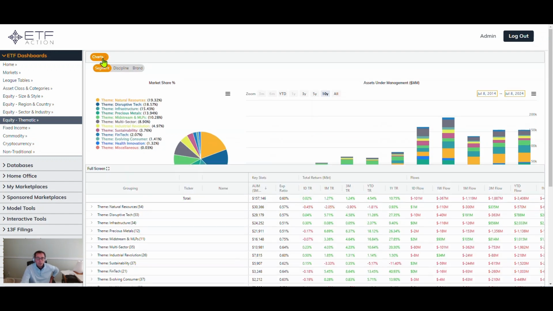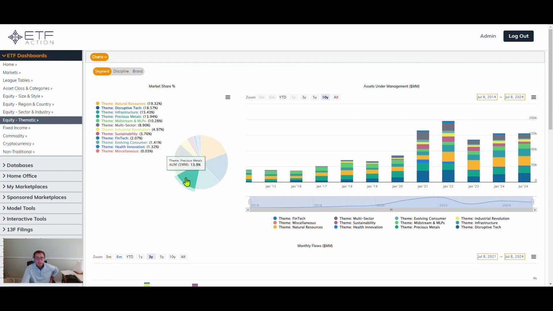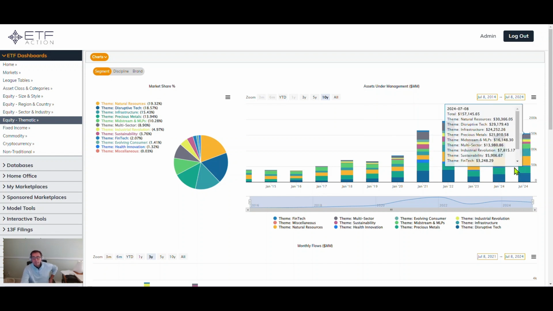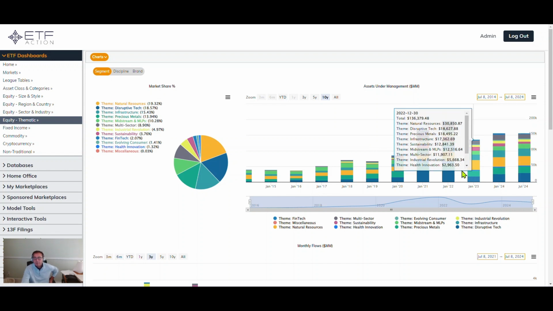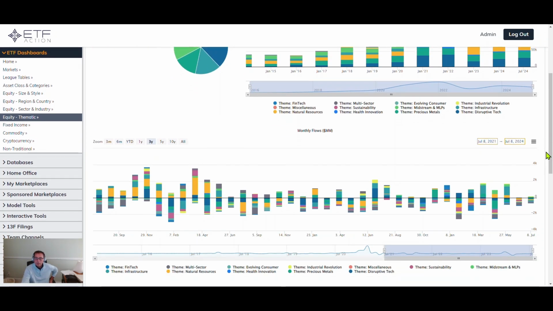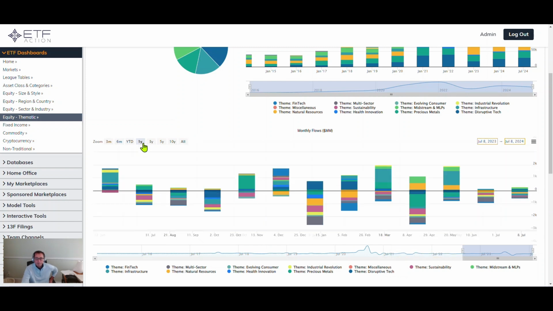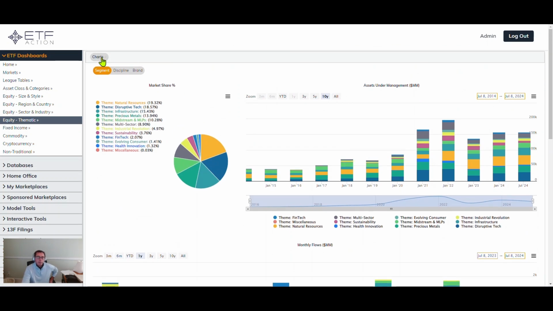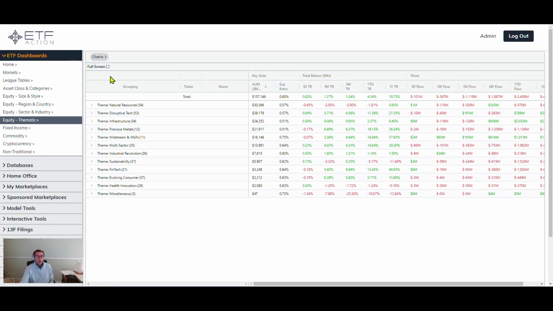I always encourage people to use the charts tool to just get a sense of the breakdown of the thematic space, the growth, or in this case, the pullback in the space of assets under management, currently sitting at 157 billion across these ETFs, peaked at the end of 2021 with just under 200 billion. And then, of course, you can look at flows across different time frames. So, a mixed bag here of flows across these different broad-based themes. That's the broad landscape, right? So I encourage you to take a look at our classification system. It's a very clean way to navigate these more niche strategies across the different thematic space.